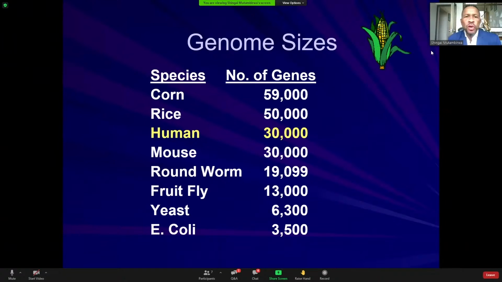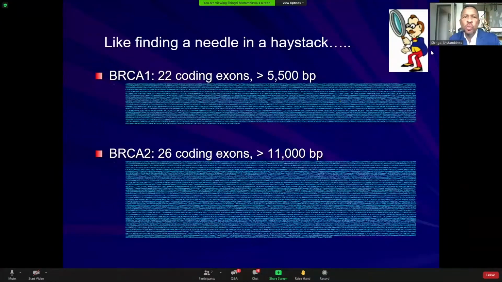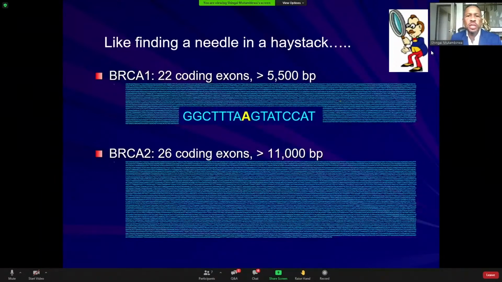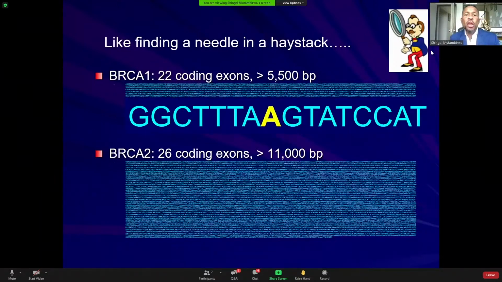And it might seem simple when you look at the number of genes in the human genome. It's only 30,000, less than rice or corn. But the reality is that it's really like finding a needle in a haystack. There are so many base pairs involved in the various genes that are important. BRCA1 is huge for breast cancer, BRCA2 huge for prostate cancer, and BRCA2 is even larger than BRCA1.